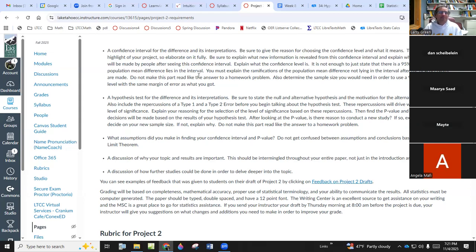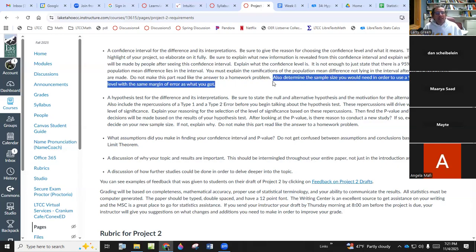Everything you talk about should be focused on your client's needs and the decisions your client is going to make. Don't just write that at the end in the conclusion of your paper. It should be throughout the entire paper. Also, let's say you chose a 95% confidence level because that worked well. Determine the sample size you would need in order to use a 99% confidence level with the same margin of error as what you got. There's a little bit of math you're going to have to do. If you need help, tutors can help you, and I can help you, but you have to put that in.